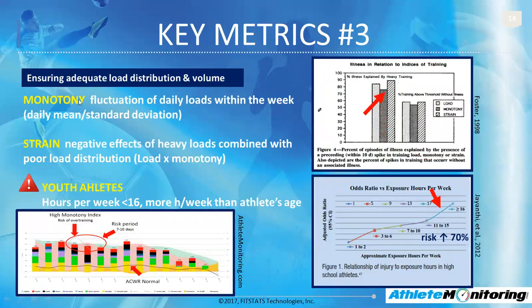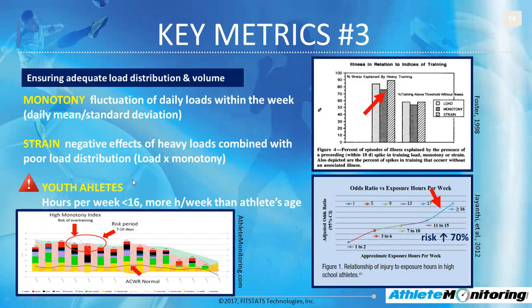Then you have monotony. Monotony measures the fluctuation of daily load within the week. Strain is the negative effect of heavy load combined with poor load distribution. So it's load multiplied by monotony. Foster, in 1998, validated this method and found that close to 90% of the illnesses were explained by heavy load, by peaks in monotony and peaks in strain. A little bit less for monotony: about 75% of illnesses are explained by peaks in strain and monotony, the bar in the middle, and training load here.